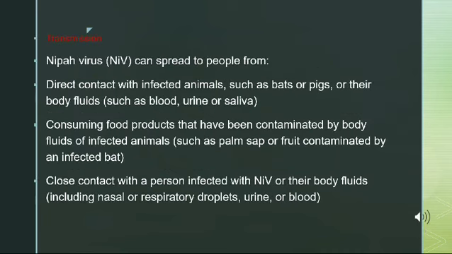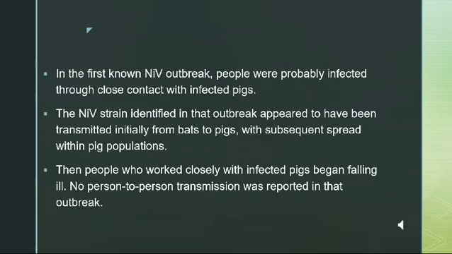Now we will discuss how the disease is transmitted. Nipah virus can spread to people through direct contact with infected animals, consuming contaminated food, and close contact with an infected person. In the first known Nipah virus outbreak, people were probably infected through close contact with infected pigs. People who worked closely with infected pigs began falling ill. A number of person to person transmissions were reported in that outbreak.